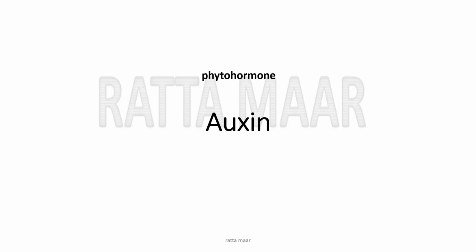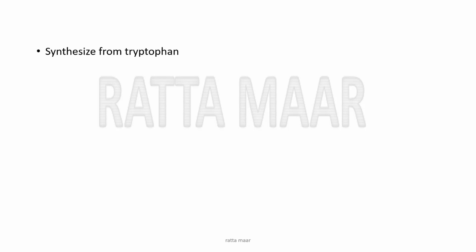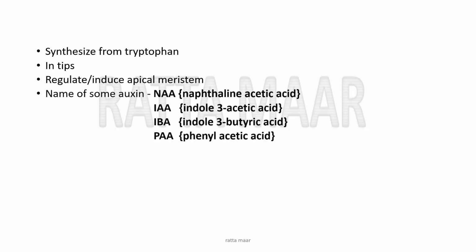Auxin is one of the most important phytohormones and it is the first discovered phytohormone. It is synthesized from tryptophan in the tips of the plants and it regulates or induces the apical meristem. The auxin family includes many compounds, more than 200 auxin analogs are discovered to date, but some of the important auxins include naphthalene acetic acid, indole 3 acetic acid, indole 3 butyric acid, and phenyl acetic acid. Among these, indole 3 acetic acid is the most studied and most important also.